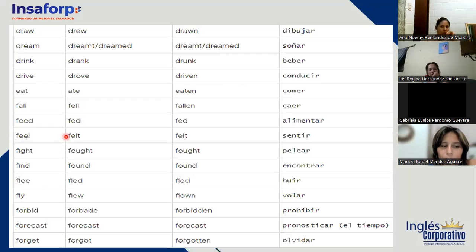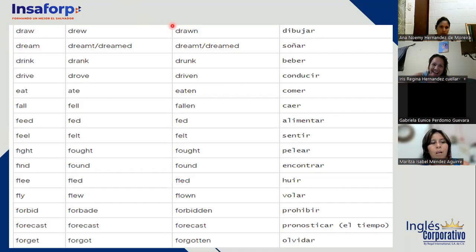Well, okay. So ahorita pueden revisar, you can check right now su lista de verbos, ¿verdad? Porque estos son los mismos que les dicté hace ratito. So now you can see if you did it correctly or not.